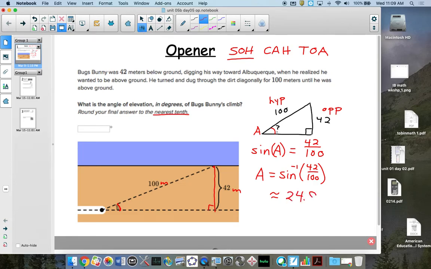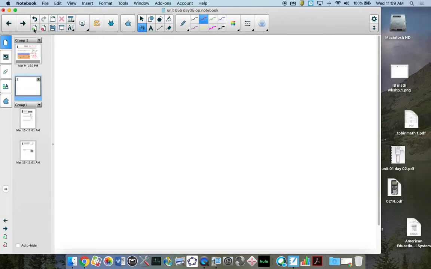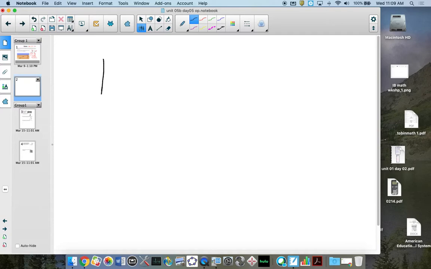24.8 degrees, and that's it. So it's really no different than the problems we've been doing, except now we're tying it to an application. So as a reminder, the three types of problems we can get.